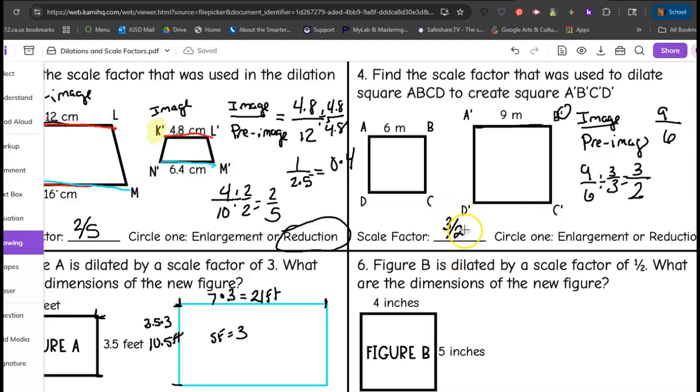The 3 is bigger than my 2. Over here, my 2 is not bigger than my 5, so it's a fraction. But this can actually be a mixed number, 1 whole and 1/2. We're going to keep it as our scale factor is 3/2, but I wanted to show you that it's bigger than 1. So it's an enlargement. Okay, if you got it wrong, please make corrections.